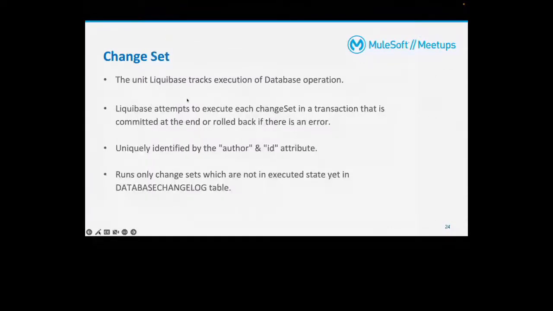So the unit Liquibase tracks for execution of a database operation is called a change set. It is uniquely identified by the author and ID attributes, and Liquibase runs only change sets that are not recorded as executed in the database changelog table. First it checks that table and determines which new change sets have not been applied. Those will be applied.